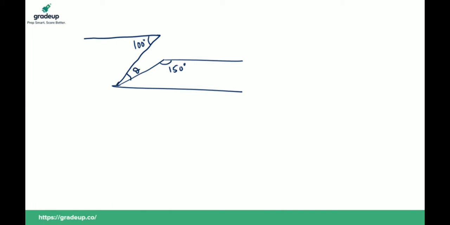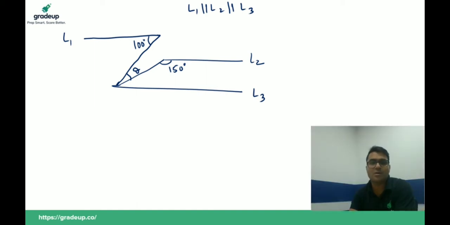This you have to find. L1, L2, L3. L1 is parallel to L2 is parallel to L3. Yes, you have to find theta. Guys, please try to solve this question and give the answer in the comment box. Come on. L1 is parallel to L2 is parallel to L3.